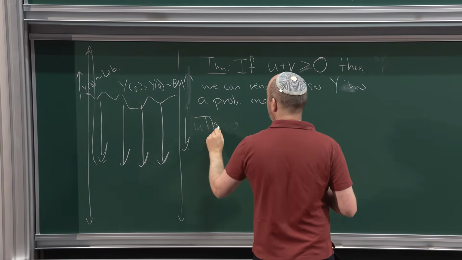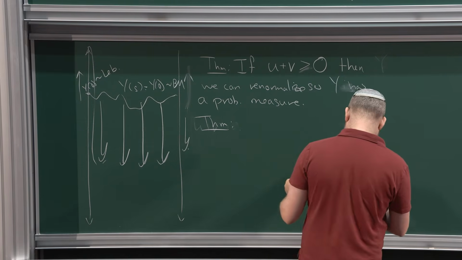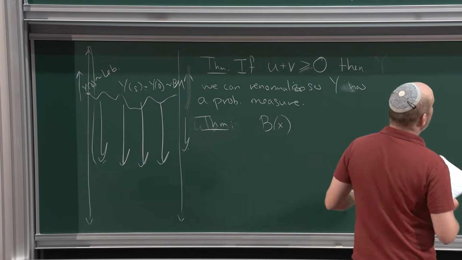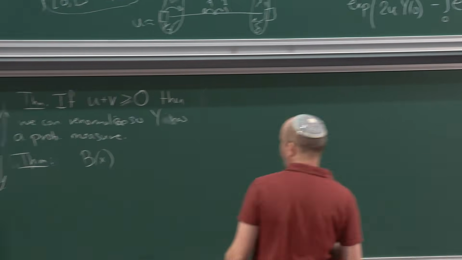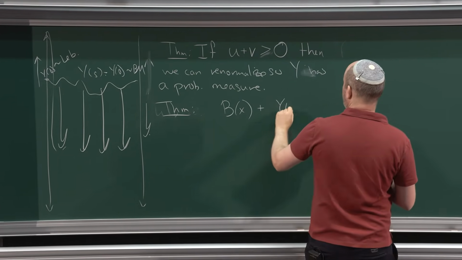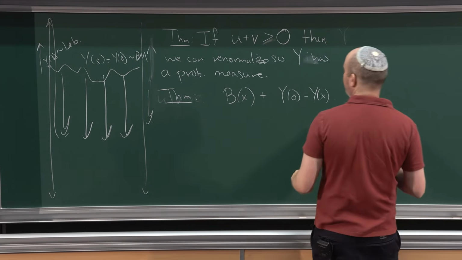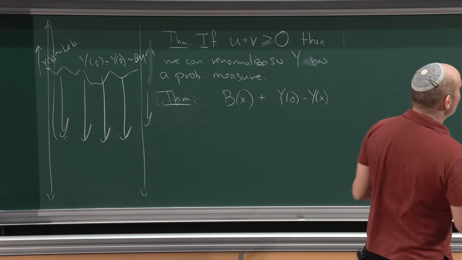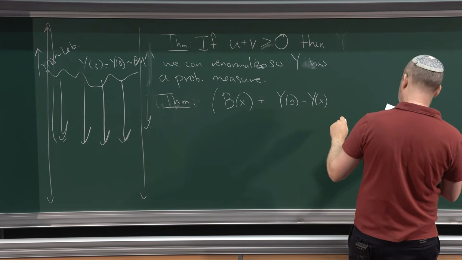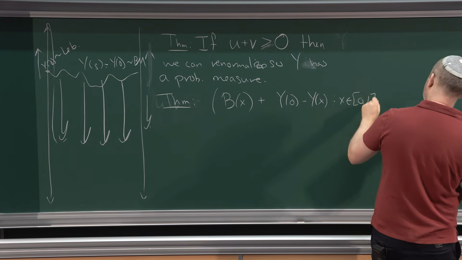But here's the theorem that I want to get to, which is that if I now look at my first Brownian motion of variance 1/2 plus the increment of my second reweighted object, this Liouville quantum gravity type object, and I look at this as a process in X.